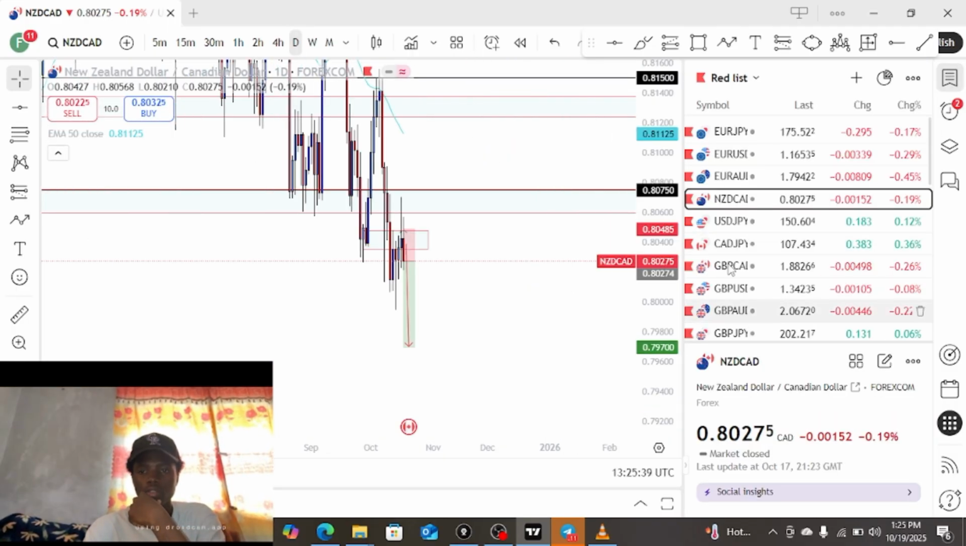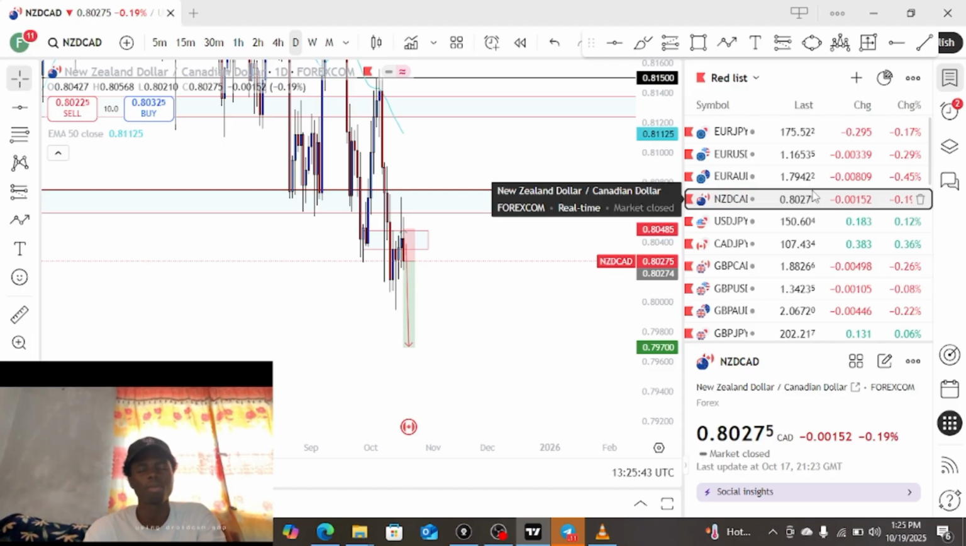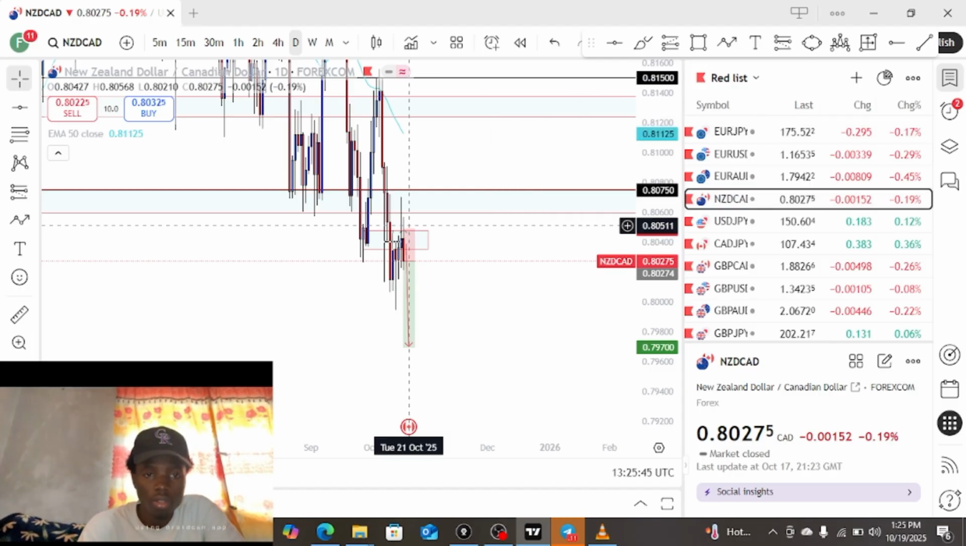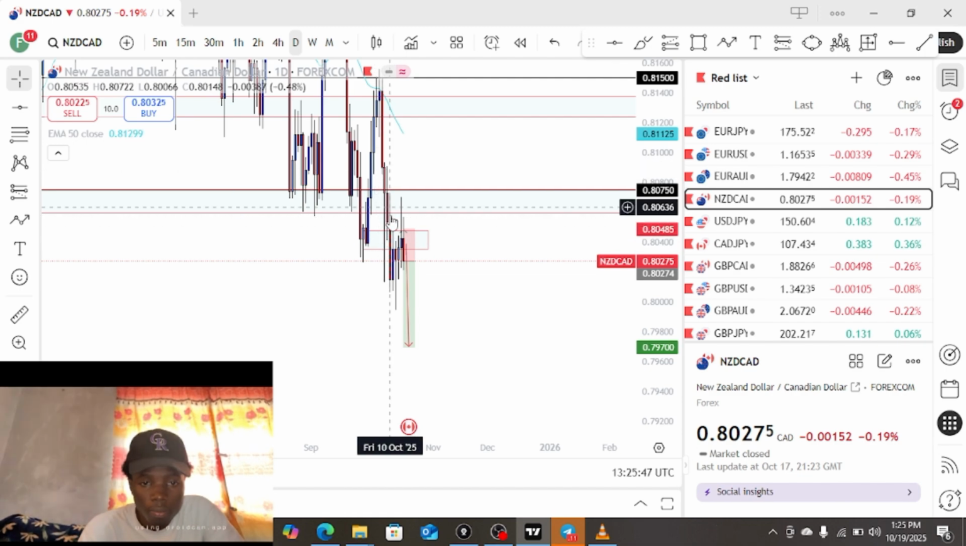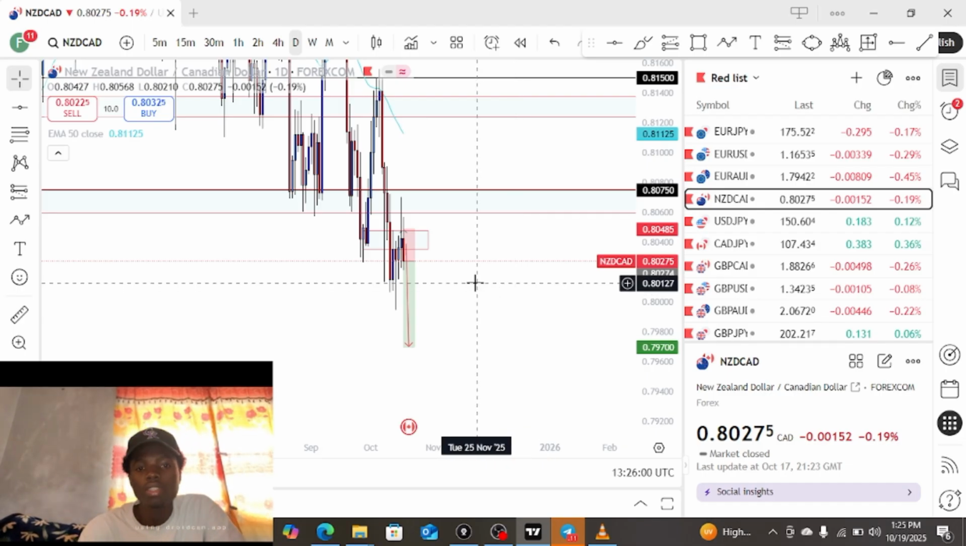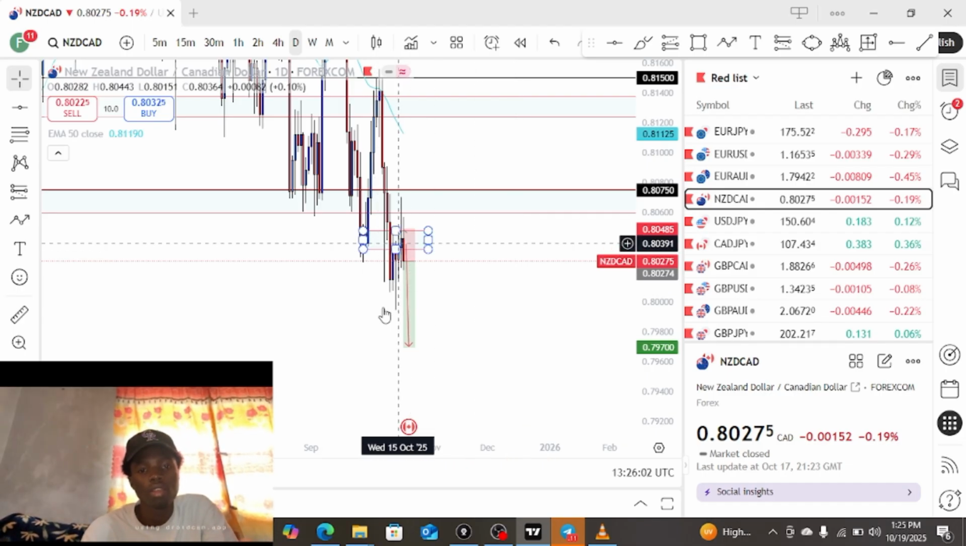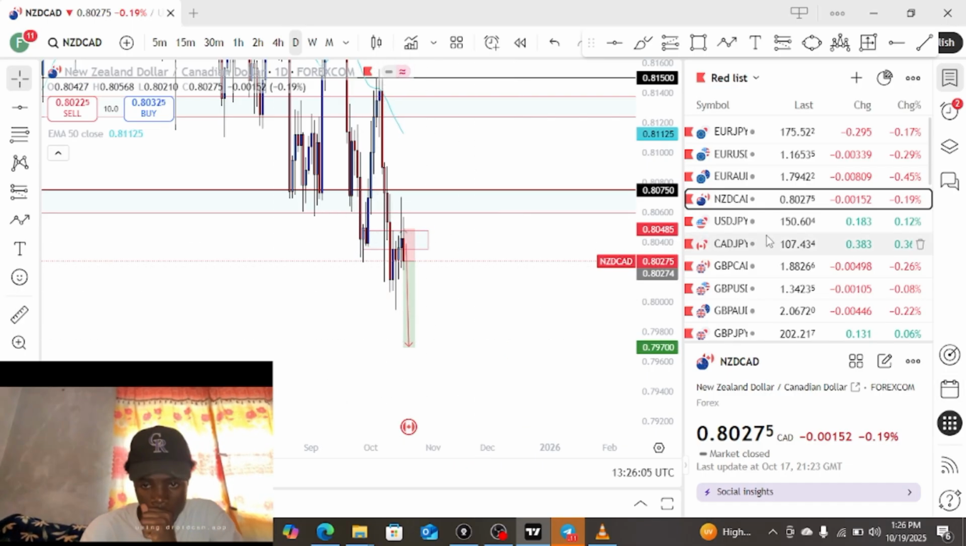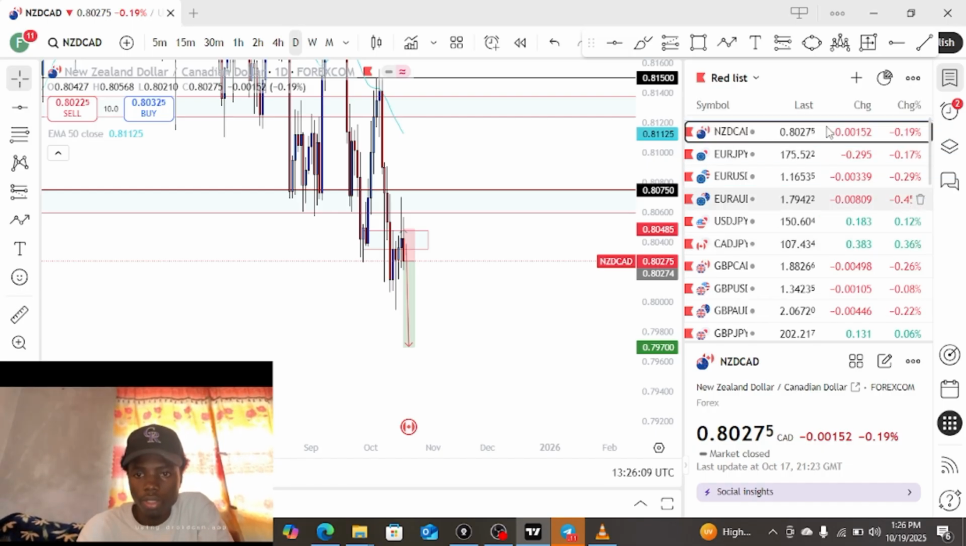NZDCAD. I've been calling this trade for about a month, for about weeks here. Can I say this? Called this for 2, 3, 4, 5, 6 weeks. That's a month, 6 days, yeah. Okay, that's hopefully a week now. So NZDCAD, my number one trade here.